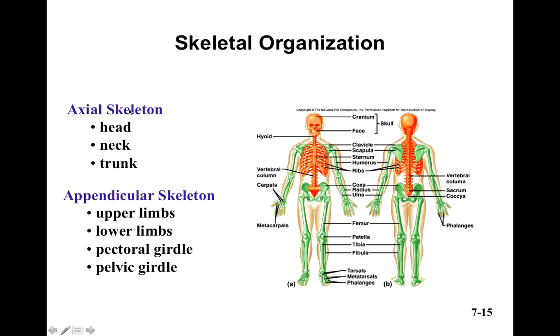Skeletal organization: our axial skeleton is all the bones of the head, neck, and the trunk. Okay, so these are all the bones of the head, neck, and trunk, and they're here in this orangish color. And in green are the bones of the appendicular skeleton, or the appendages: upper limbs, lower limbs, pelvic girdle, and pectoral girdle.